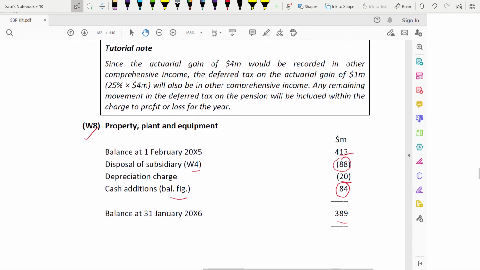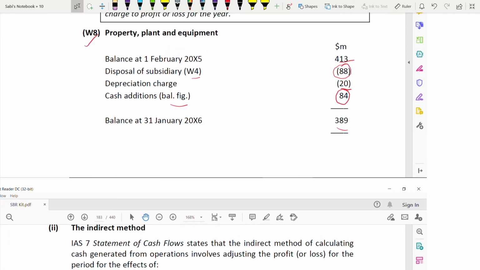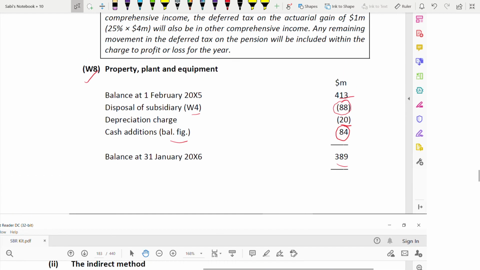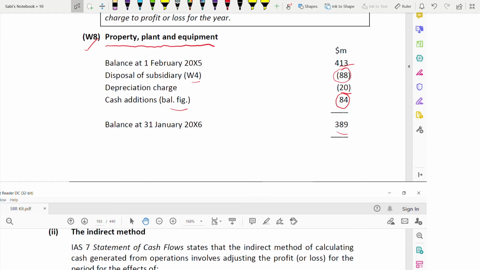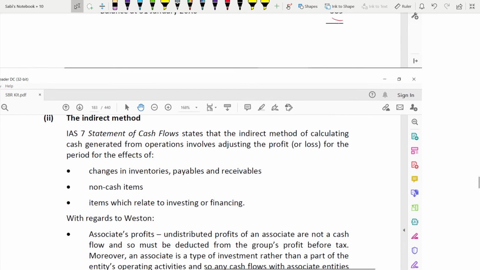Okay, disposal of subsidiary. That means when you're disposing of subsidiary, you are only taking PPE. Disposal of subsidiary does not mean you're taking the whole subsidiary, only PPE, because this is relating to PPE. So when you're disposing of the subsidiary, their PPE also you will be selling out. So it will go from the PPE balance. Next, we are over with part A. Good news. Let us go to part B.